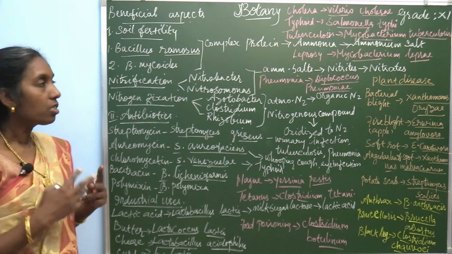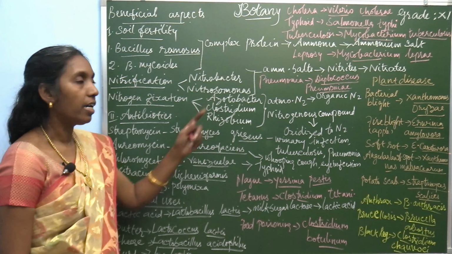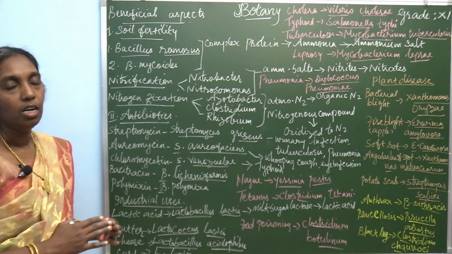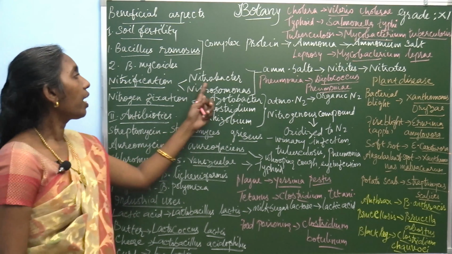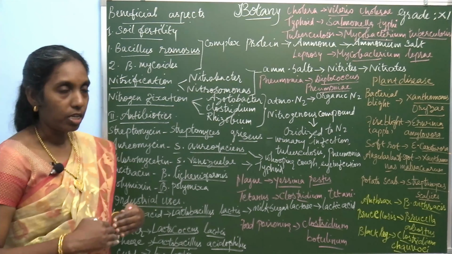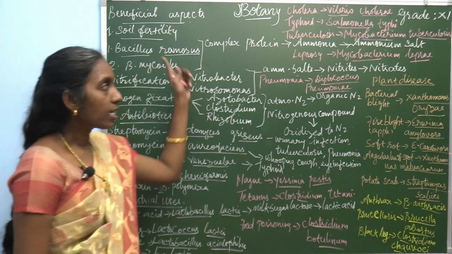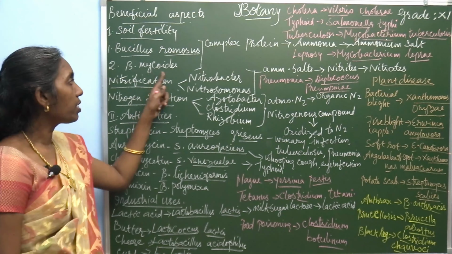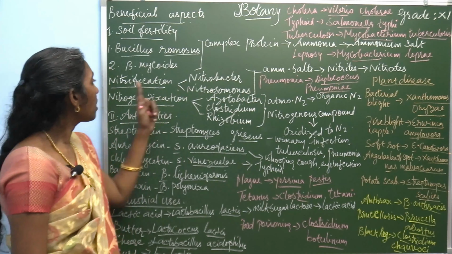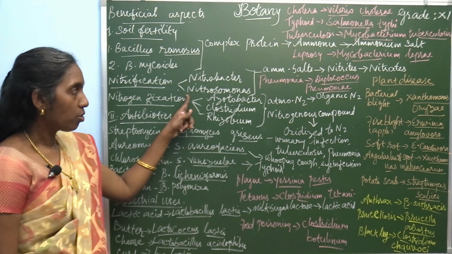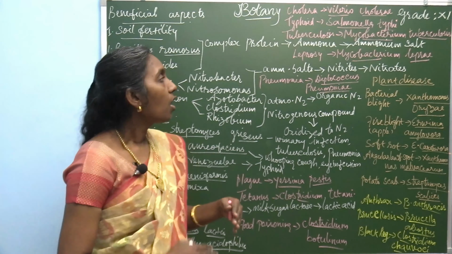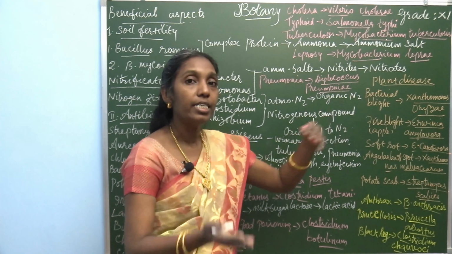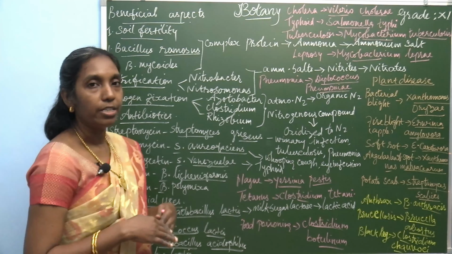For nitrification, there are two bacteria involved, Nitrobacter and Nitrosomonas. As the name indicates, the name of the process is nitrification. What are the bacteria involved in nitrification? Nitrobacter and Nitrosomonas. These convert the ammonium salt, which was formed by the activity of Bacillus ramosus and Bacillus mycoides. Now, these ammonium salts are converted by Nitrobacter and Nitrosomonas into nitrites. In the first step, the ammonium salts are converted into nitrite, then the nitrites are converted into nitrates.